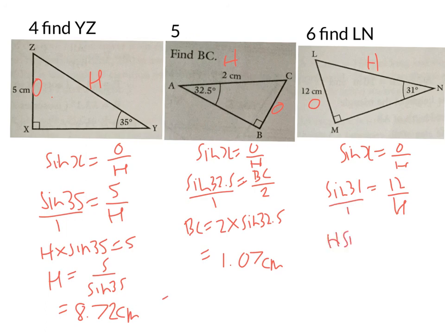Cross multiply there and you get H sine 31. Or I've been writing multiply all the time. You don't need to. If the things are beside each other, it means the same thing. 12 times 1 is 12. But that multiplication, we have to break it up by dividing both sides by sine 31. Put that in your calculator. And you get 23.3.